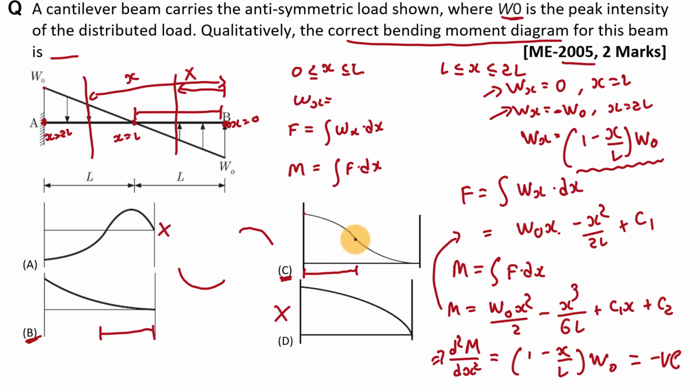From here to here, it has curvature in the downward direction, and from here to here, it has curvature in the upward direction. So I hope that you understand this question. Here this method is one method to find out this bending moment diagram. Now I will just tell you another method to find out this bending moment diagram in this beam.